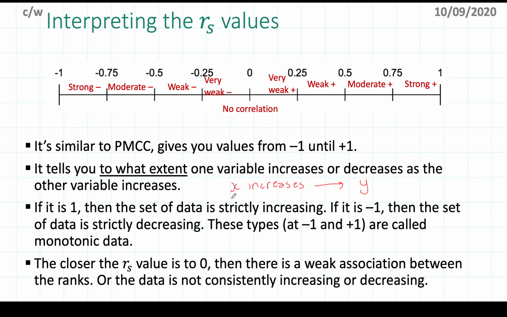If it's exactly 1, then your data is strictly increasing. And if it's negative 1, then your data is strictly decreasing. These types of data sets are called monotonic. And obviously, the closer to 0, it means that there's a weak association between them, so there's not a consistency in being increasing or decreasing.